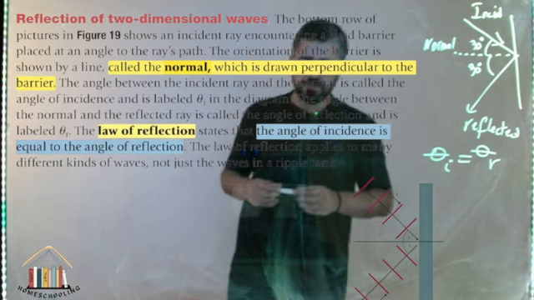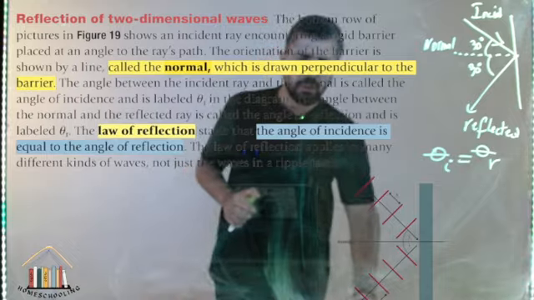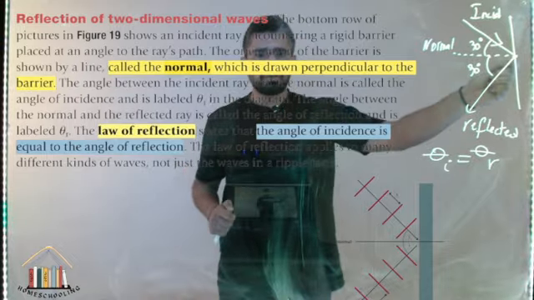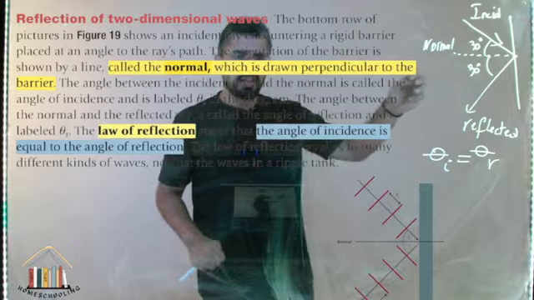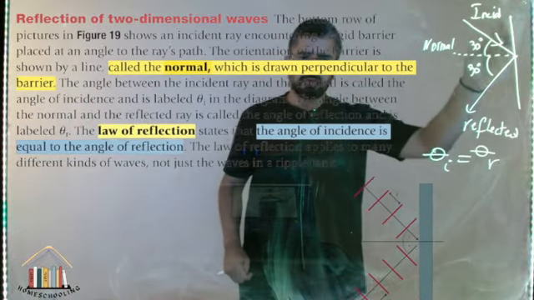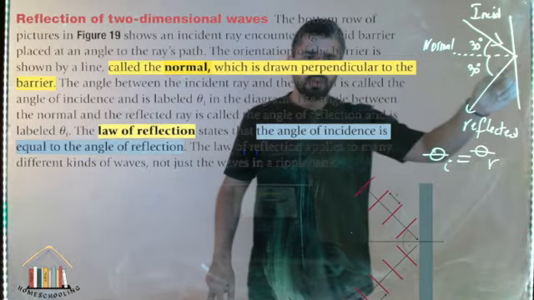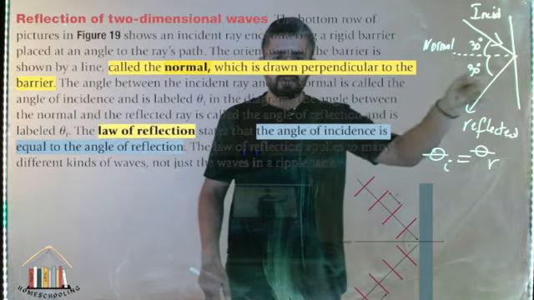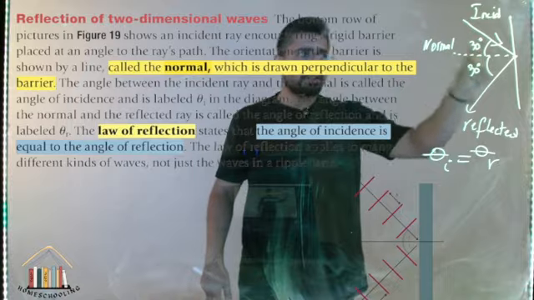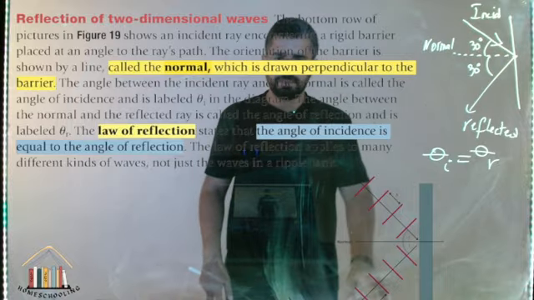So we learned two things from this slide. We learned how to draw the normal line, and that we have to measure the angle not from the wall or from the incident wave. We always measure the angle from the normal line. So 30 degrees is equal to 30 degrees. Great.